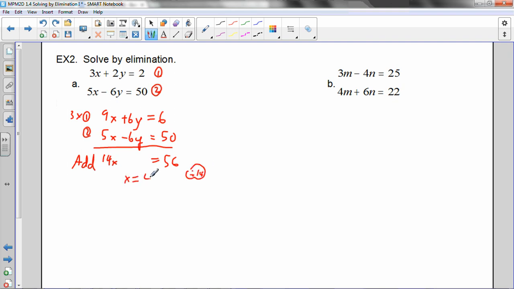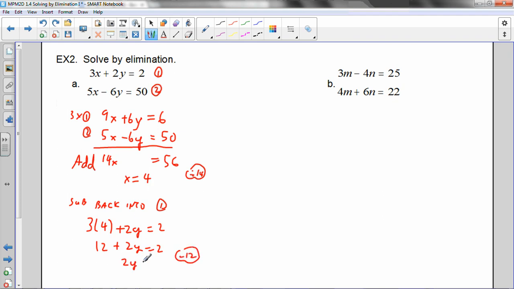x equals 4. And then, of course, now that we get the first solution, we've got to decide which equation to substitute back into, and it really doesn't matter. Both of them are equally difficult, but I'm going to take out the x and put in the 4, and then I've got to solve for y now. Subtract 12 from both sides. That's the step. Negative 10, and y equals negative 5. And then, of course, a little statement.